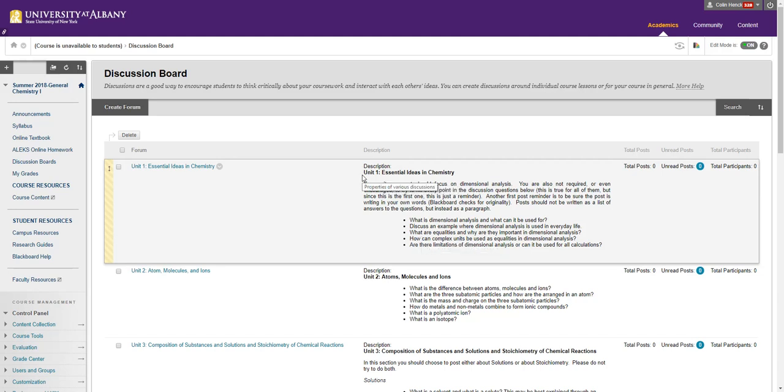So in the first one, it's Unit 1, Essential Ideas in Chemistry, and it says what is dimensional analysis and what can it be used for. Discuss an example of where dimensional analysis is used in everyday life, so on and so forth. So dimensional analysis is one of these fundamental things that we use in chemistry that's in the first chapter. So you can write a 150 word post about that.